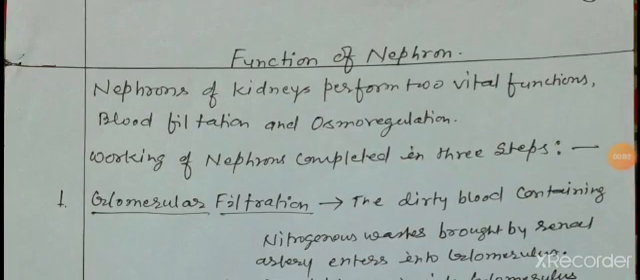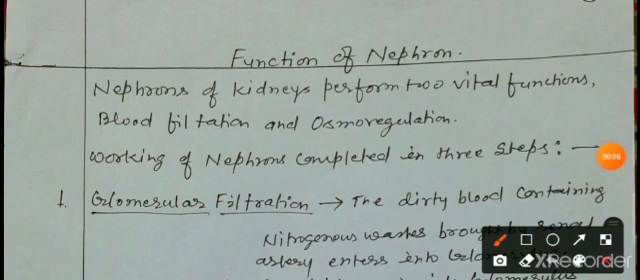Class 10th students, it is the next video from chapter Life Processes. The topic is function of nephron. As you know that nephrons of kidneys perform two vital functions which are the blood filtration and osmoregulation. These two functions are completed in three steps.